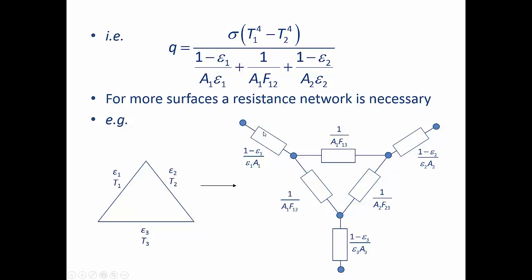Things become more complicated if I have more surfaces. So if I had an enclosure with 3 surfaces, which is really the last case I can draw relatively simply, then this is what the resistance network would look like.